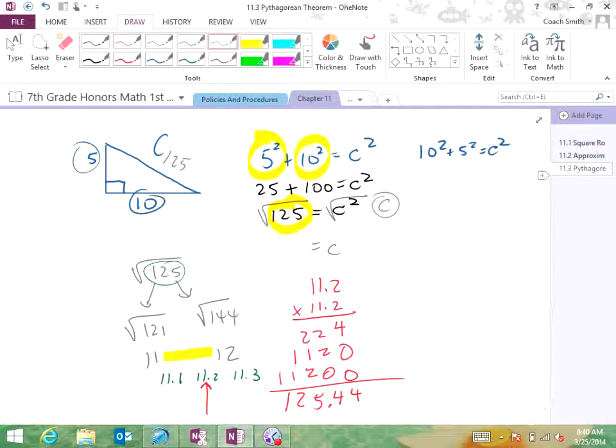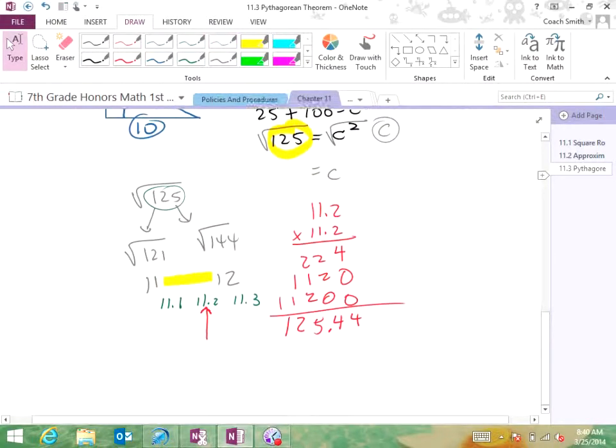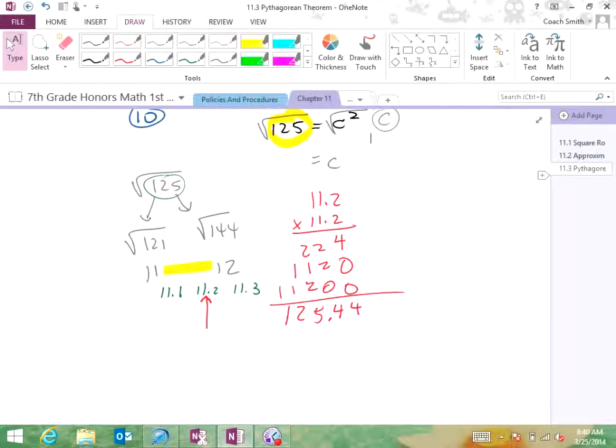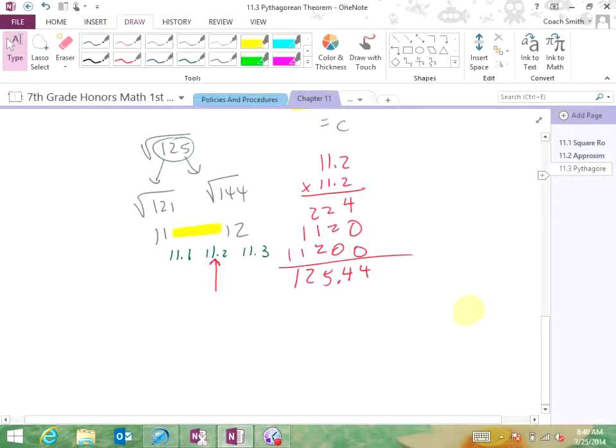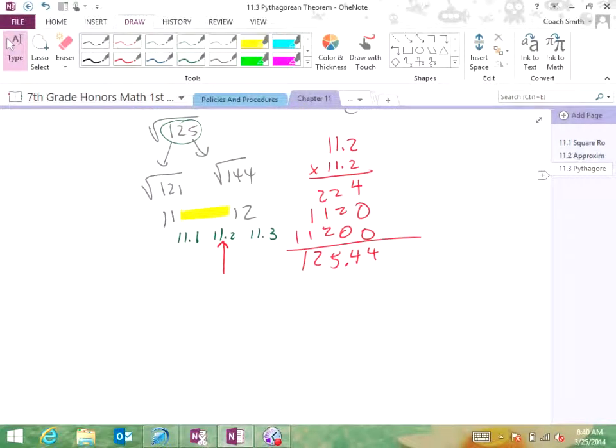But, unfortunately, like we said, it's not a perfect square. It's not 11 times 11, it's not 12 times 12, so I have to go ahead and approximate it. When I approximate it, I get 11.2. I probably need to check 11.1 because I know it won't be 11.3, but I need to check this to see if it's any closer than 11.2.